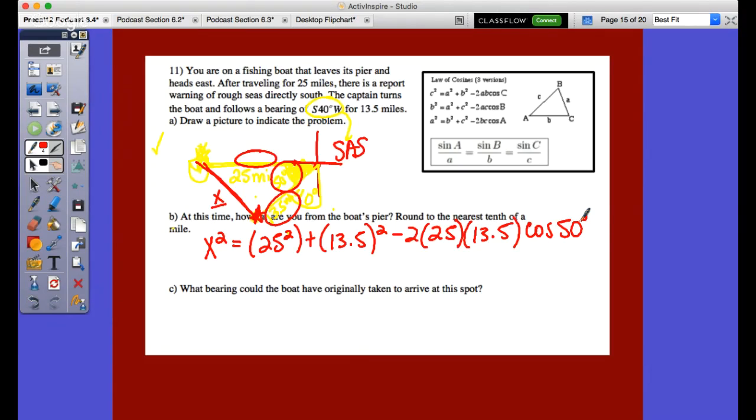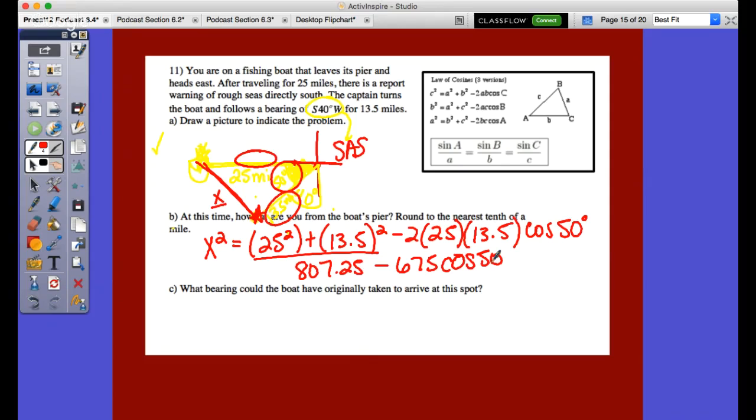Now let's try to break this down. Again, we don't want to throw all of this together, right? We want to do it kind of little by little. So we could do 25 squared plus 13.5 squared. So let's do that, 25 squared plus 13.5 squared. This is 807.25. And then 2 times 25 times 13.5 is 675. So this is minus 675, and then this is where we could put cosine of 50.